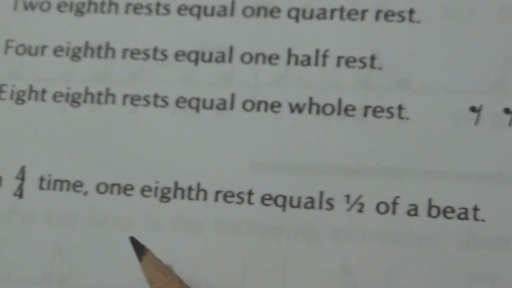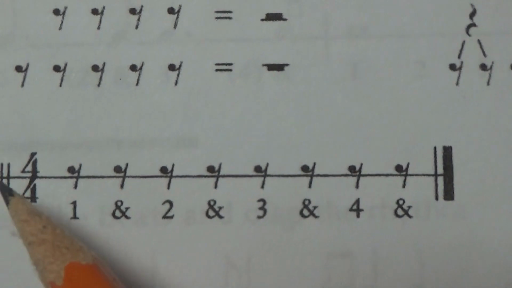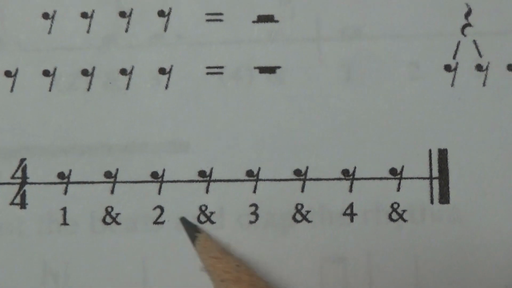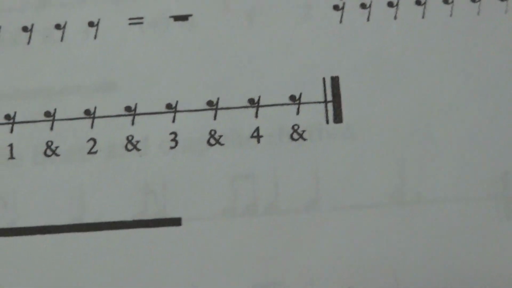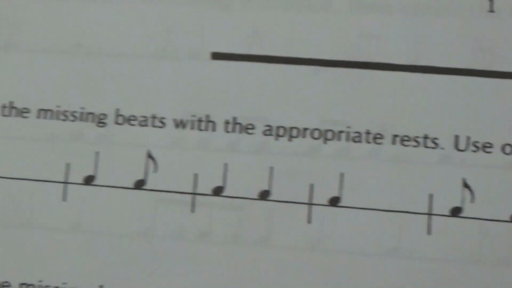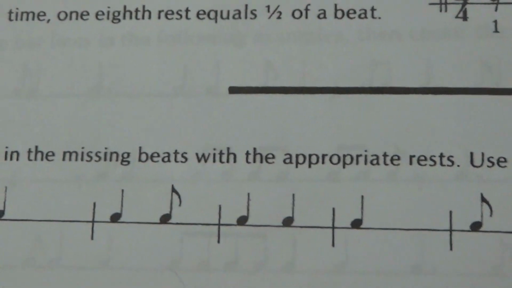In 4/4 time, 1 eighth rest equals half of a beat. So just like the 8th notes, they go 1 and 2 and 3 and 4 and. And here's an exercise. Fill in the missing beats with the appropriate rests.